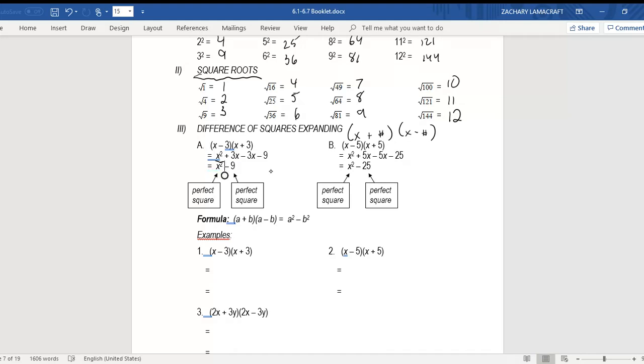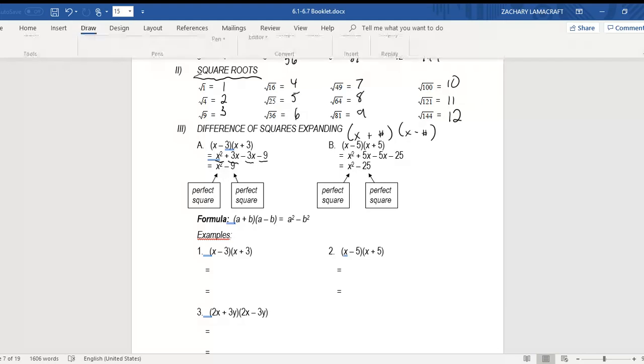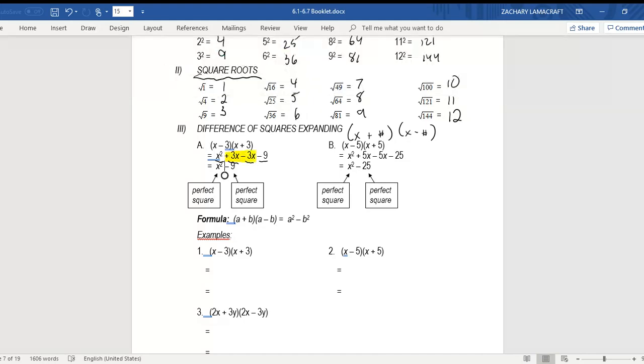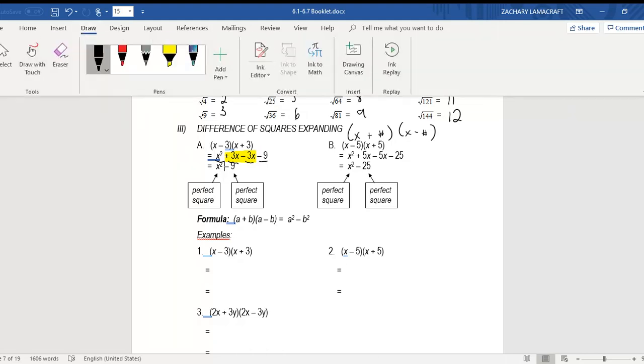Negative 3x times x is negative 3x. 3 times x is 3x. And then negative 3 times 3 is negative 9. And if we broke that down, you'd notice that for a difference of squares, these middle numbers cancel themselves out. So we'd just be left with x squared minus 9. So we wouldn't have that b or that d that we usually have in what we looked at before.